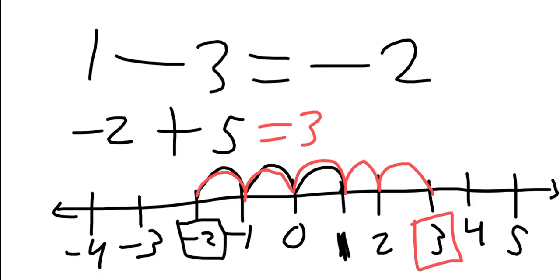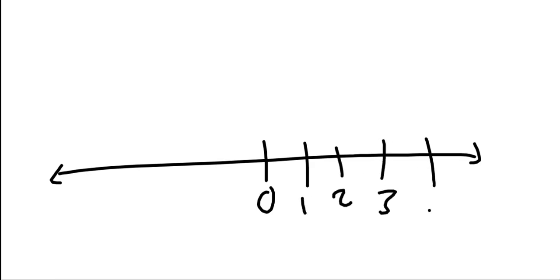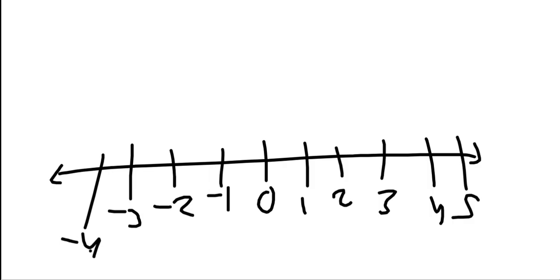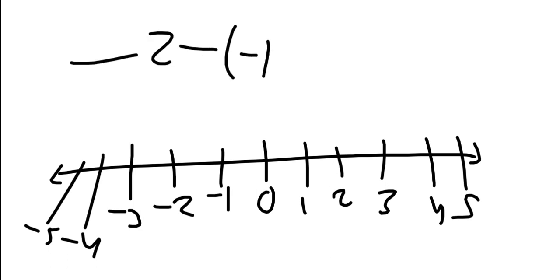Now, there may be a chance you may come across problems that include an addition and a subtraction sign. Let's take a look at one. Sorry, my number line again. 0, 1, 2, 3, 4, 5. 1, 2, 3, 4. Excuse my handwriting. There may be a chance you've seen problems such as negative 2 minus negative 1.